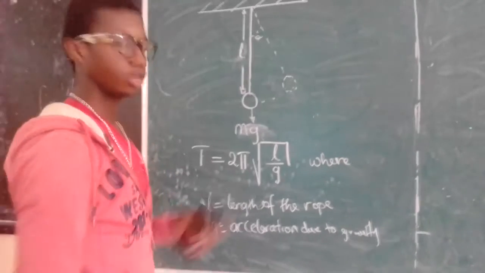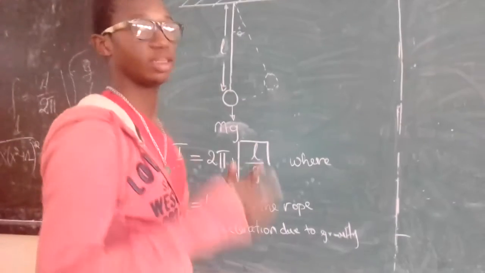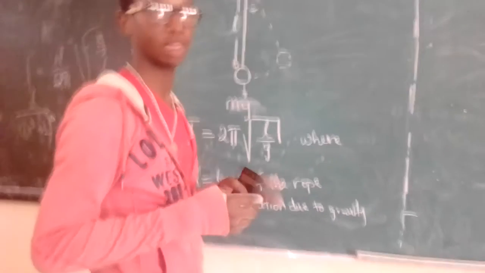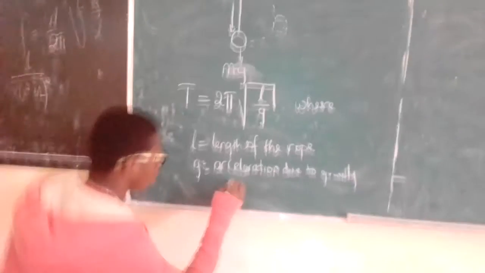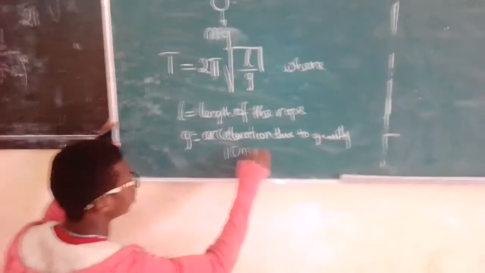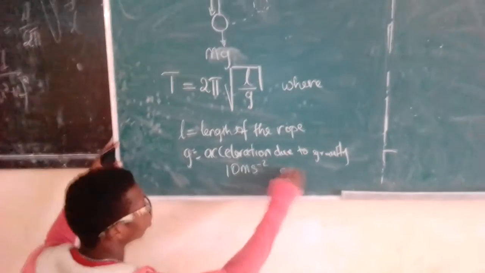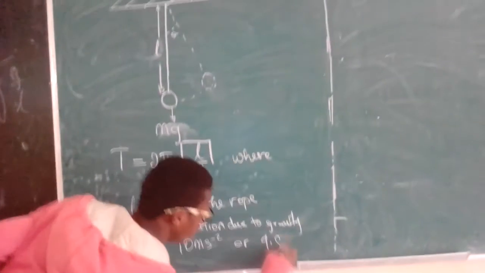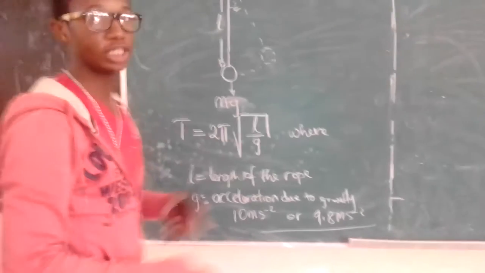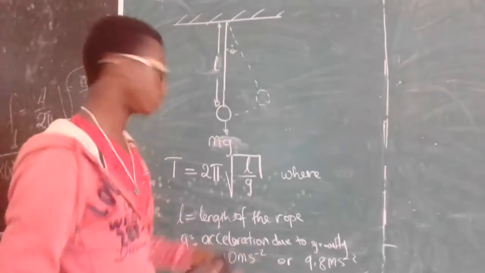And I guess you know the value of the acceleration due to gravity. In our class, they gave us 10 meters per second squared, and some people use 9.8 meters per second squared. So you can use 10 meters per second squared or 9.8 meters per second squared, depending on your teacher, on your course, you use it.